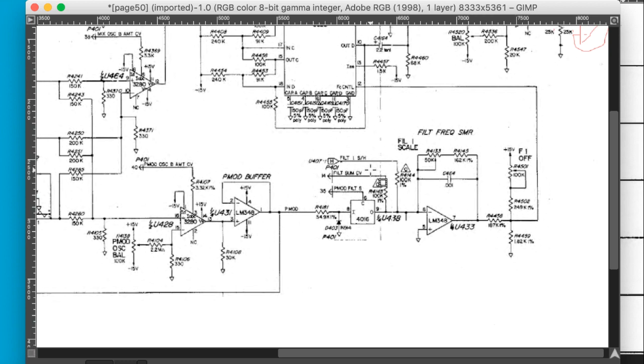The D-to-A converter is run off of a 5 volt positive supply, so I'm going to assume that these are input signals that max out at 5 volts. And we can put some here. Okay, so we're going to make a couple of these be our inputs. So we'll grab my little pin here.